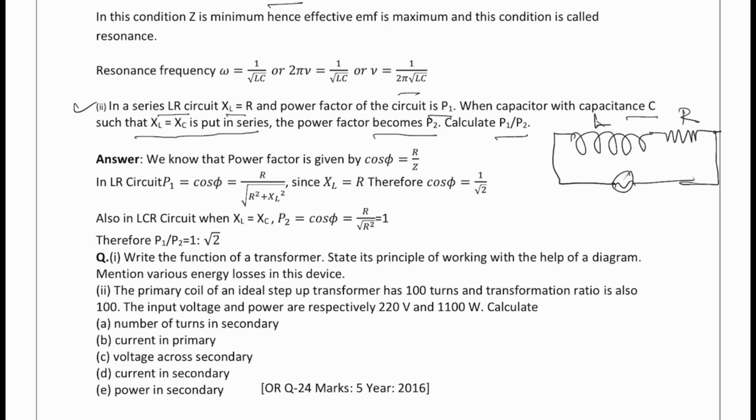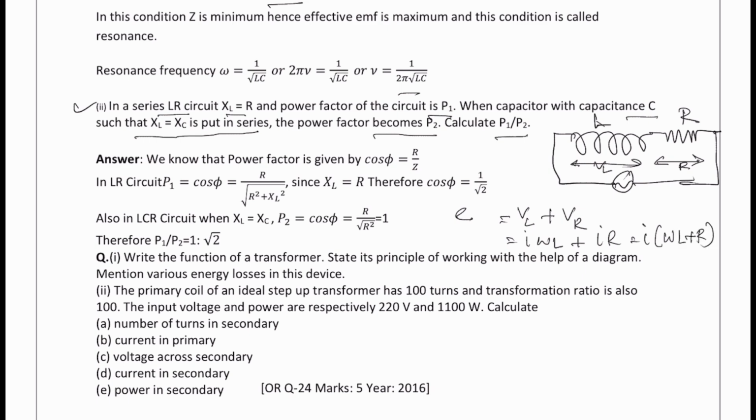What is power factor? The total resistance offered by this circuit is called the impedance. What is the EMF equation of this circuit? The potential drop across the inductance VL plus the potential difference across the resistance VR is equal to the total EMF applied. What is VL? I into XL, where XL is omega L. What is VR? I into R. So I is common, and it is omega L plus R.